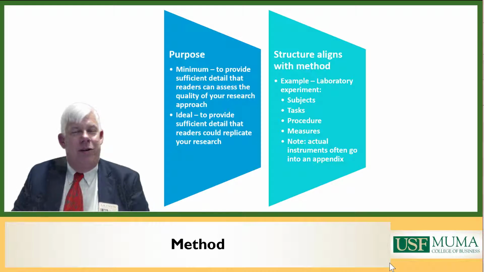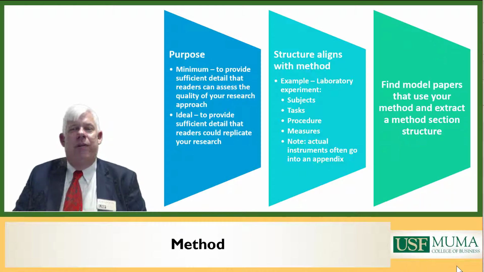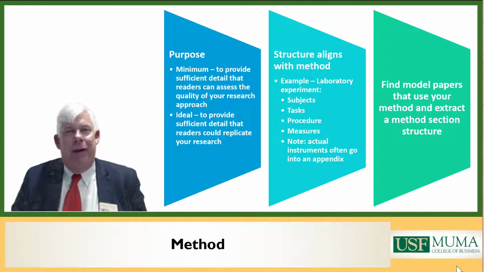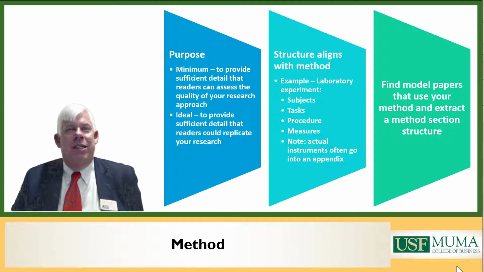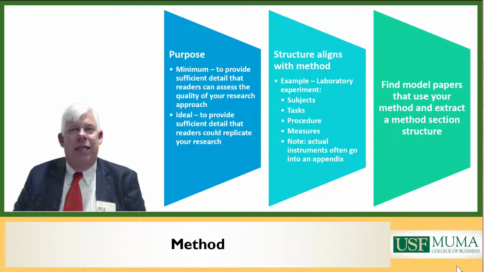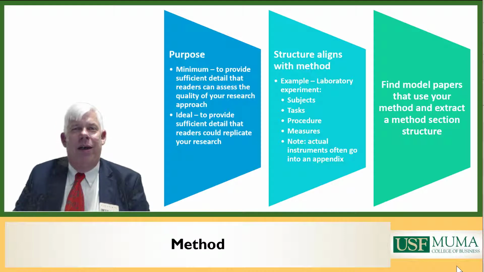Now, different types of research are going to have very, very different types of methods, and so one of the easiest things to do is to find model papers in the same discipline that apply a similar or the same method, and in some cases are in the same journal, and look how they organize things. That will provide a nice shortcut and will increase the likelihood that you don't run into problems with the reviewers.